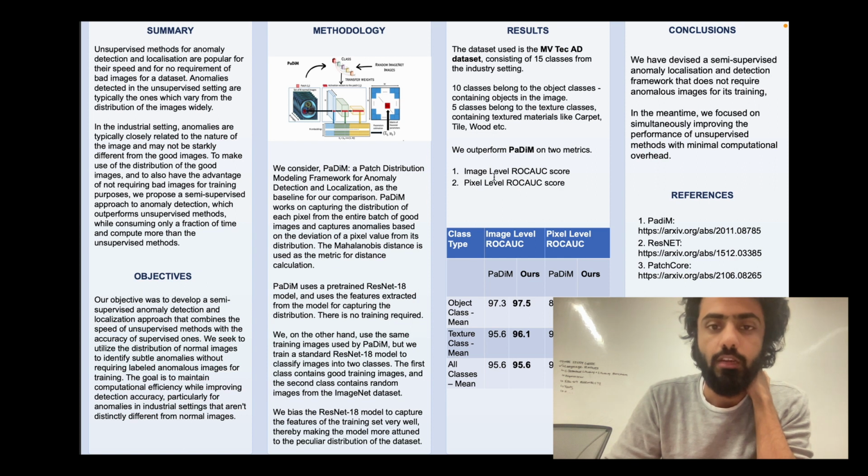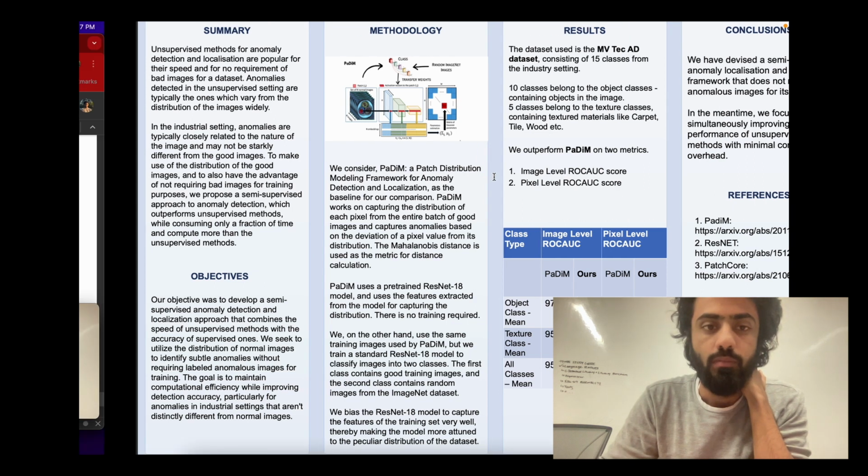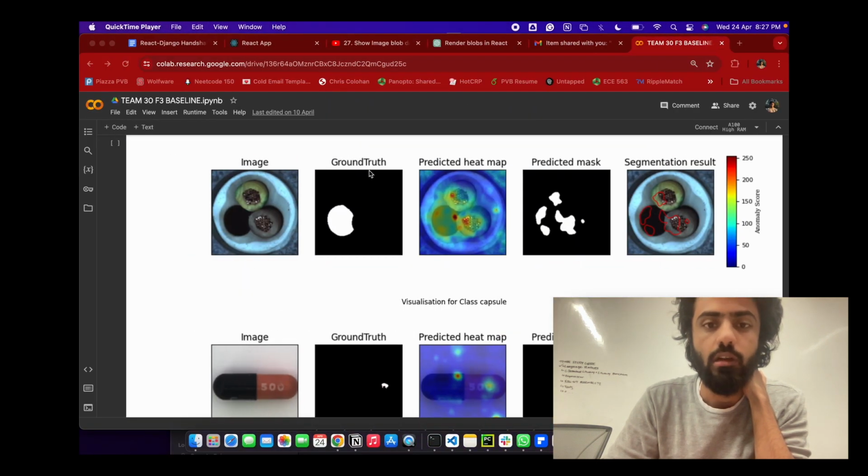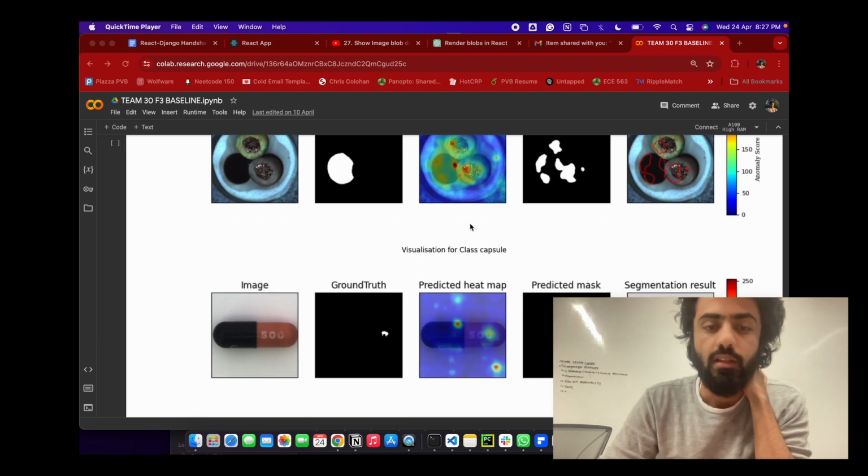Just to give the viewers a sample of how the outputs look, this is the image that you can see on the left. This is the ground truth, and this is the predicted heat map. The more red a particular region of the heat map is, the more anomalous it is. And then this is the predicted mask, where we draw a line around the anomalies. So we can see here that there are multiple classes, and these are our results.